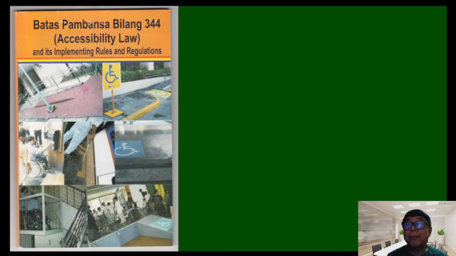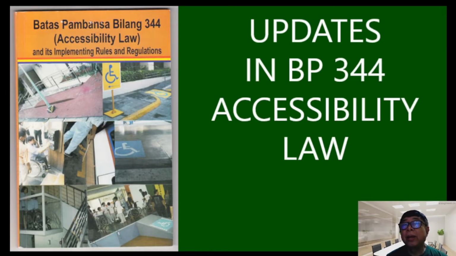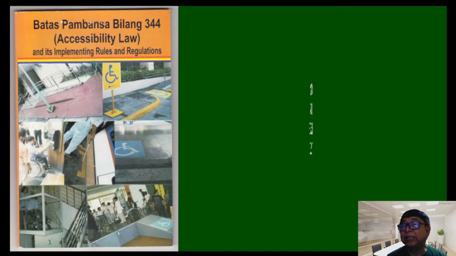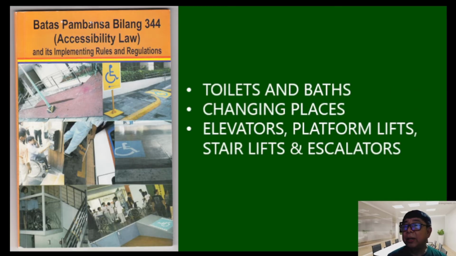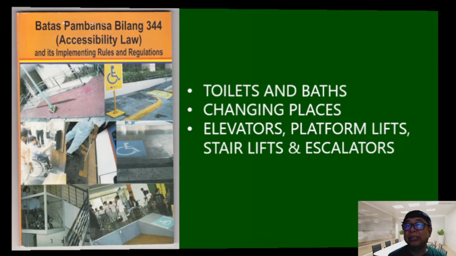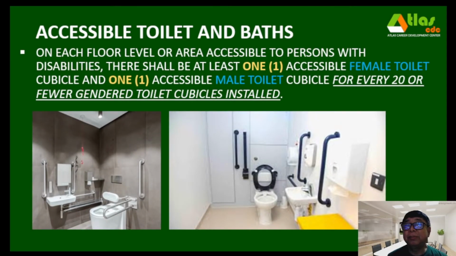So welcome back to our third part of the discussion for the amended IRR of BP344 accessibility law. This will be your 2024 amendments, and this part 3 will be covering these particular topics. We have toilets and baths, requirements for changing places, elevators, platform lifts, stair lifts, and escalators. So for the first part, we will be discussing the accessible toilet and baths.